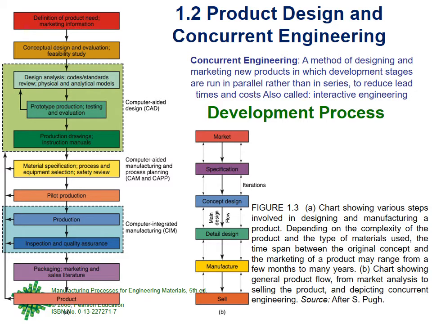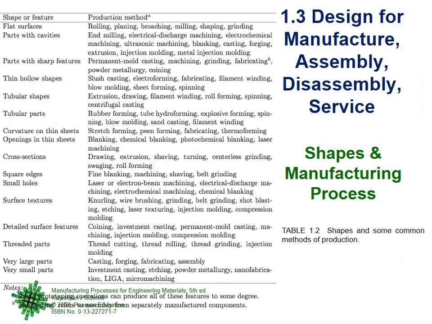So, right, product design and concurrent engineering and development process, right? So just read this yourself, whatever is written here, and try to understand it. You have done a product design course or you are doing it, and you know manufacturing and so on. So what is the relationship between design and engineering? What is concurrent engineering? Here, design for manufacture, design for assembly, design for disassembly, design for service, shapes and manufacturing processes, right? So this is the topic.